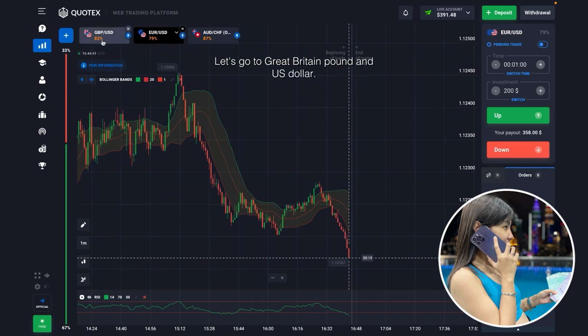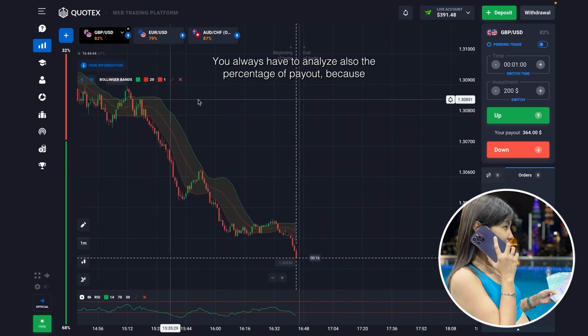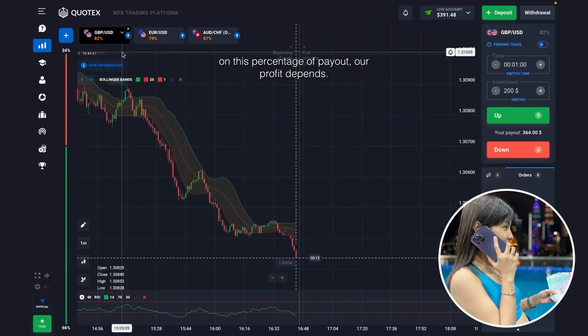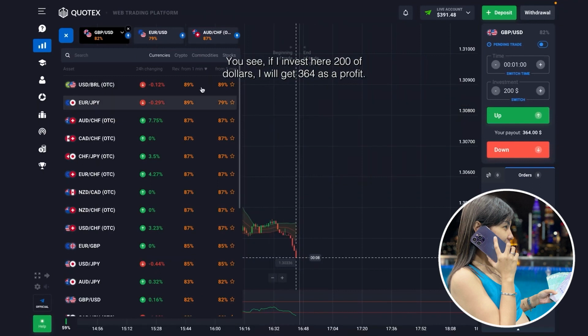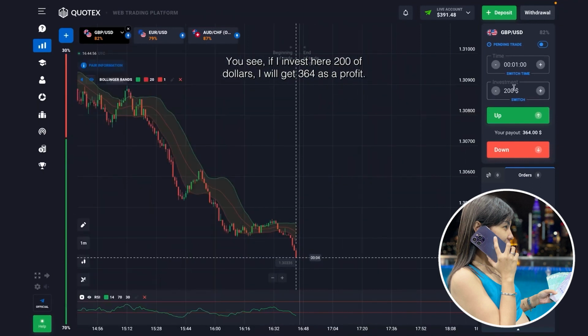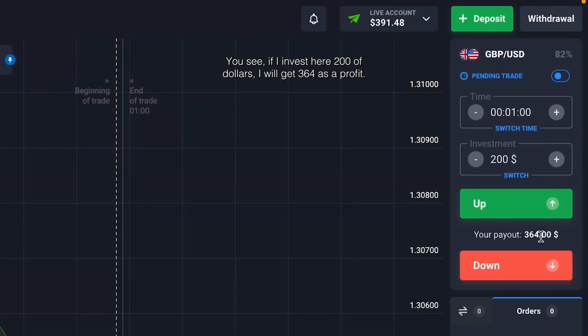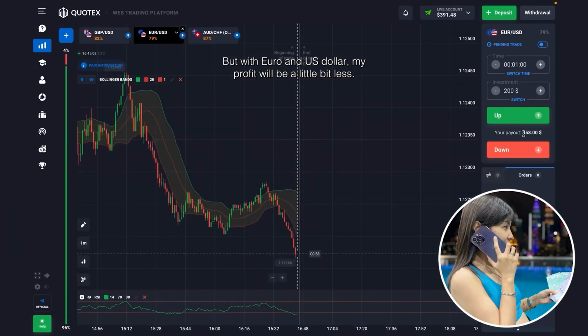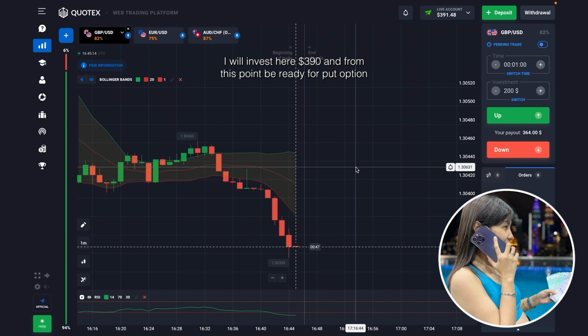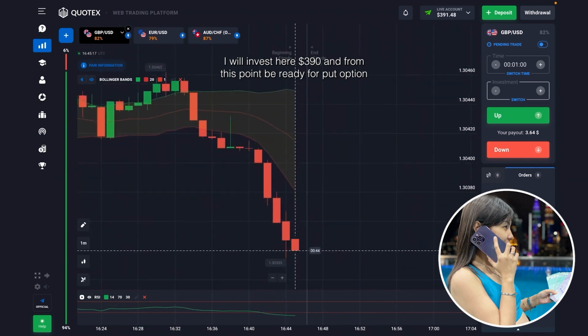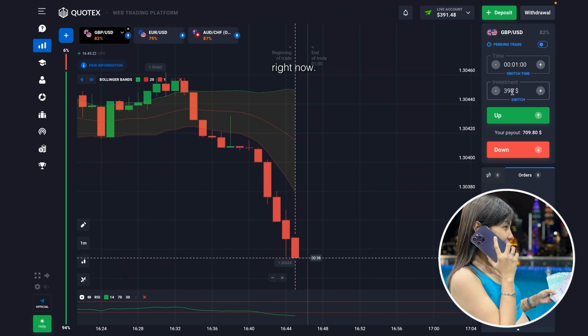Let's go to Great Britain pound and US dollar. You always have to analyze also the percentage of payout, because our profit depends on this percentage. And you see, if I invest here $200, I will get 364 as profit. But with the euro and US dollar, my profit will be a little bit less. So of course my choice is Great Britain pound and US dollar, and my potential profit is bigger, and I would make a trade on this downtrend. And I will invest here $390 from this point and be ready for put option right now.